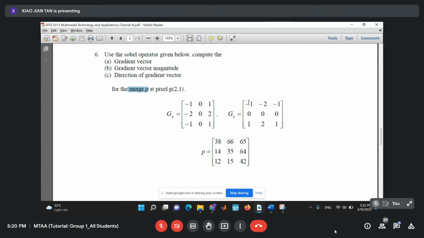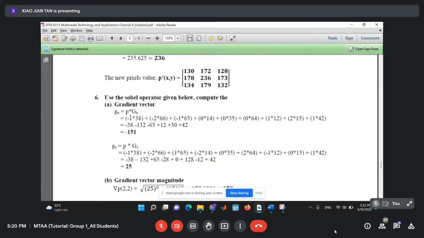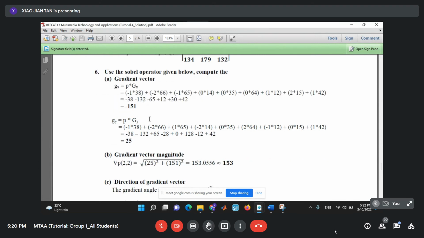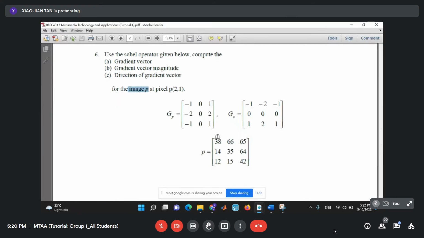The triangle. Put this on this and multiply and plus together. So you have negative 1 multiplied by 38, negative 2 multiplied by 66, and so on and so forth until the last one. And then add them together to become one value. Okay. Gy is also the same. Multiply Gy. One moment. Gy.